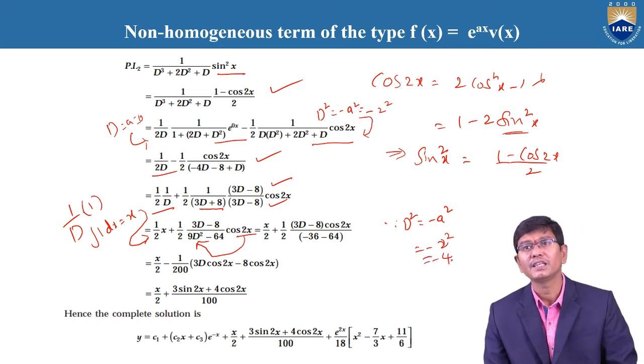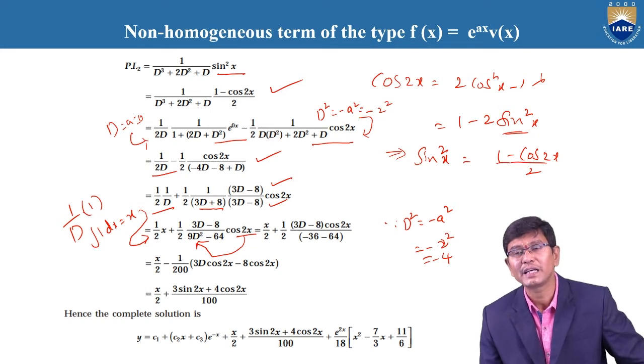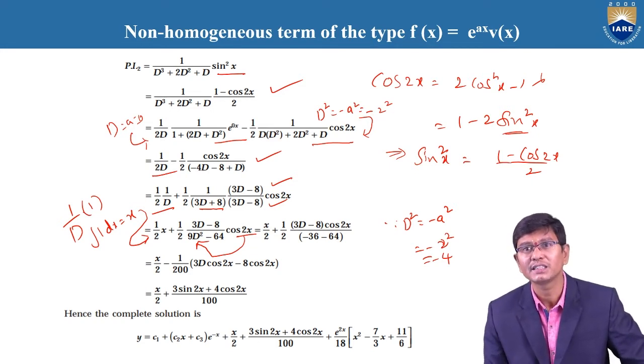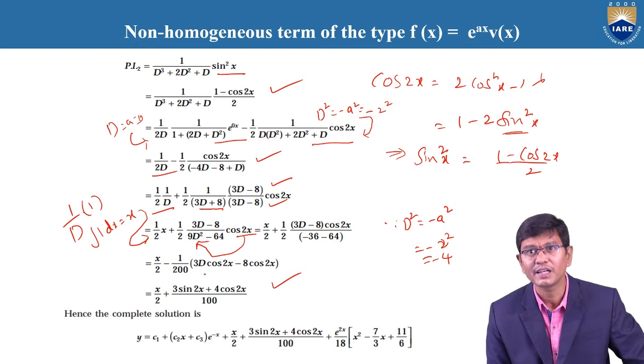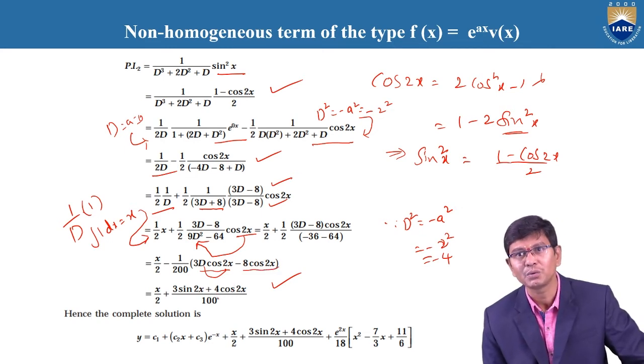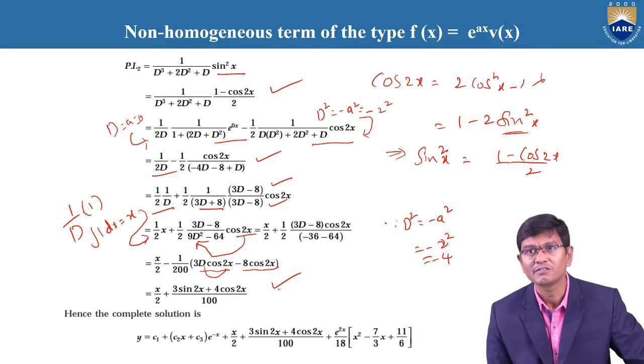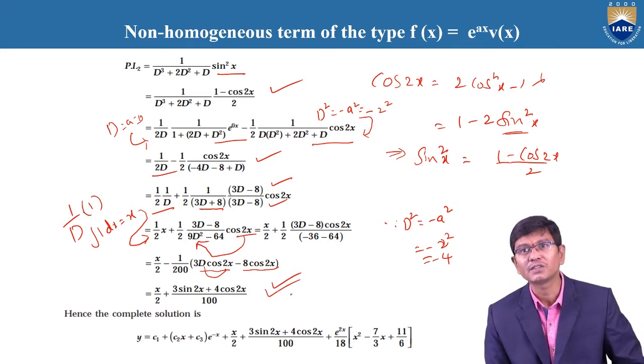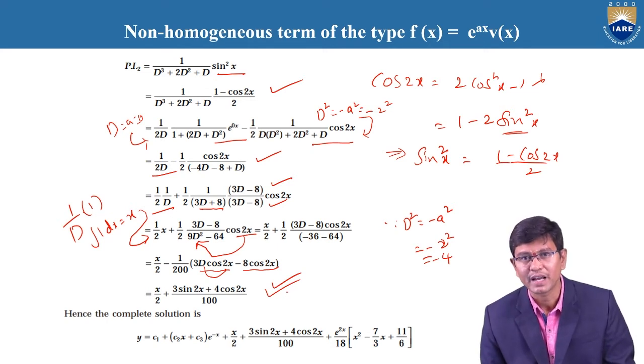Therefore after the simplification of the numerator and denominator, the expression is x by 2 plus (3 sin 2x + 4 cos 2x) by 100. In the numerator, 3D into cos 2x uses the derivative of cos 2x, which is minus sin 2x into 2, and the −8 cos 2x is a direct value. Then we take out the common factor 2 from numerator and denominator. After simplification the expression reduces to x by 2 plus (3 sin 2x + 4 cos 2x) by 100.